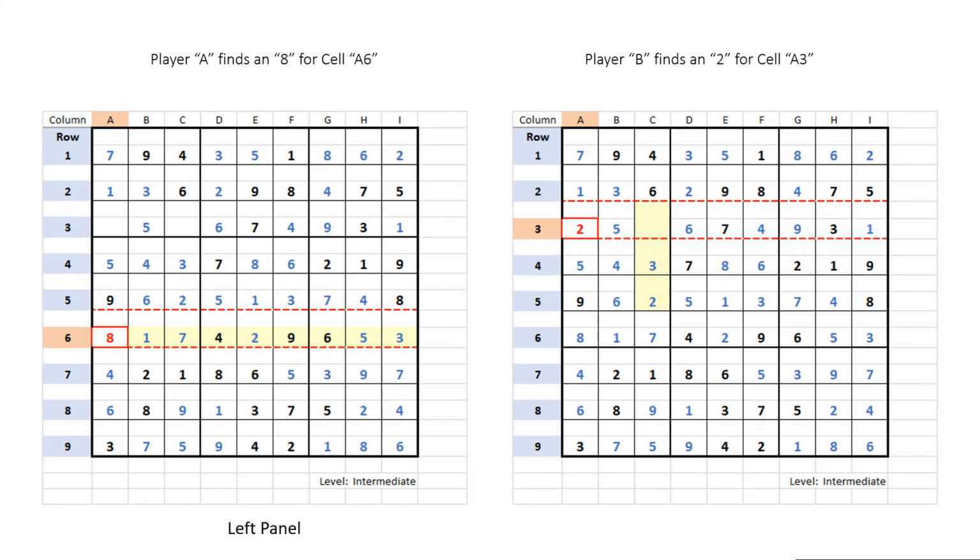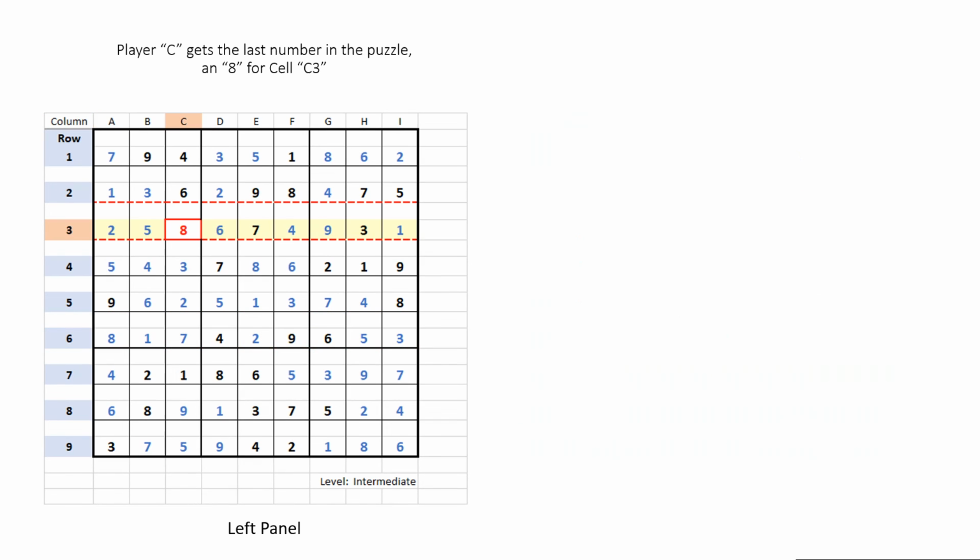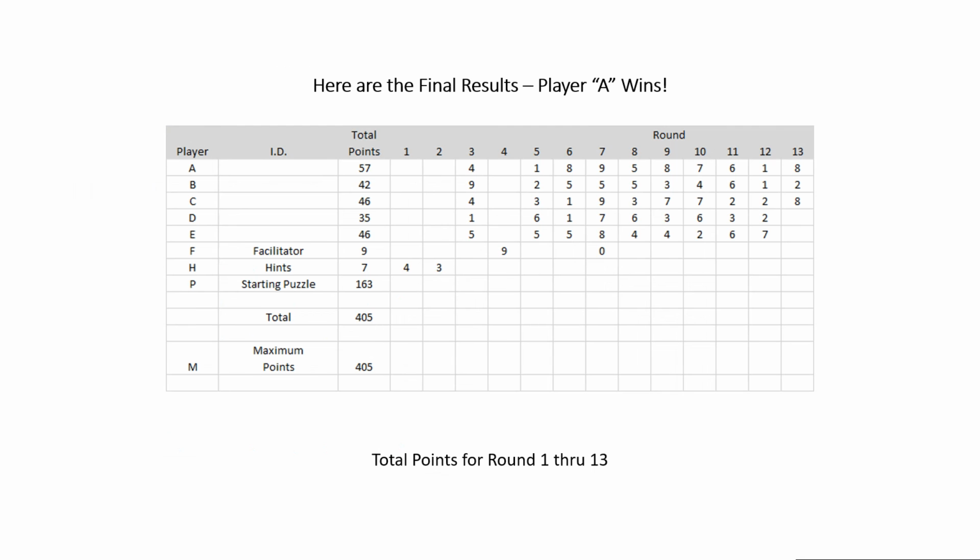Player A finds an 8 for cell A6. Player B finds a 2 for cell A3. Player C gets the last number in the puzzle, an 8, for cell C3. Here are the final results. Player A wins.